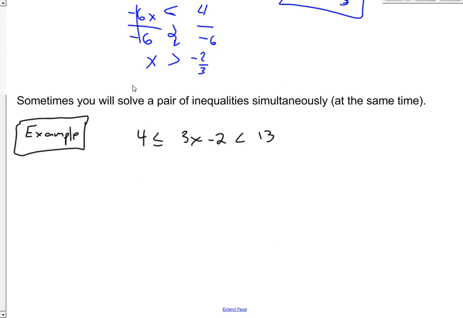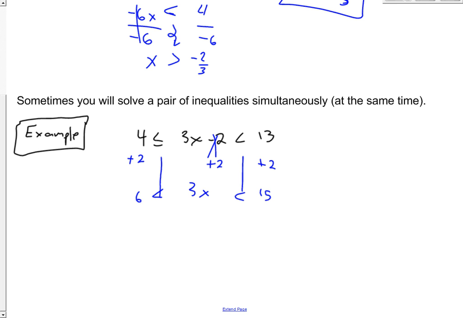And sometimes we will have to solve a pair of inequalities simultaneously, which means we're going to work these two inequalities at the same time. So what might help is if you draw a line down from each inequality to show that you've got 3 sections of this inequality to be worked on. So we're going to add 2 on the left side and add 2 on the right side. So in the middle, that cancels out. You're left with 3x. Over on the left, your 4 plus 2 is 6. And on the right, 13 plus 2 is 15.